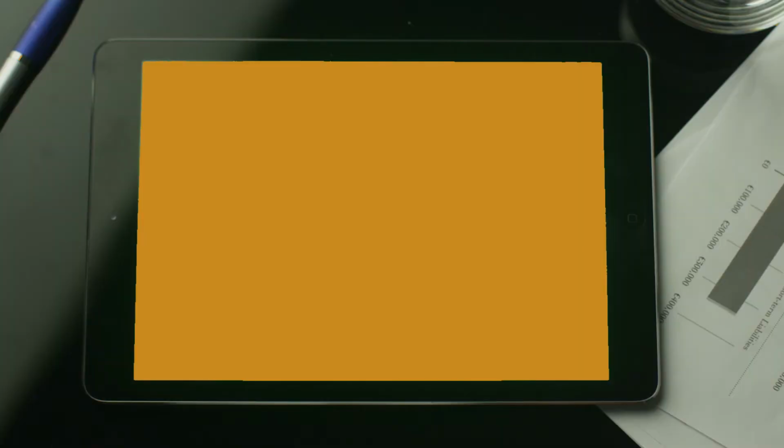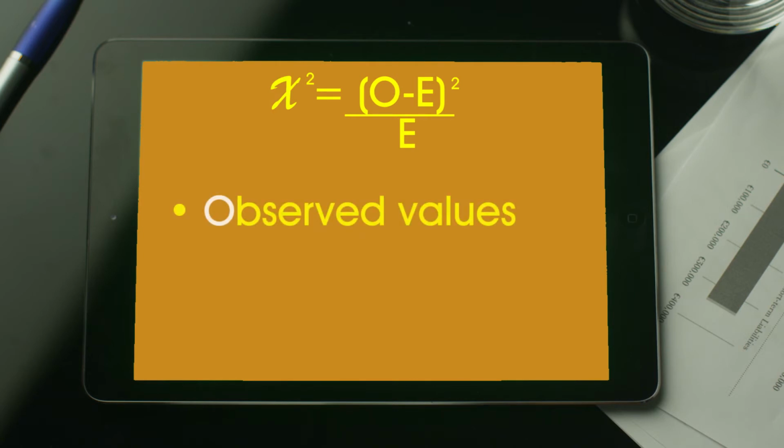You can see the formula for chi-square on screen. It's a formula that looks complicated but really isn't once you break it down. The little symbol you can see with the squared next to it, which looks like a bit of a curly X, simply stands for chi-square. O in this case stands for observed values, that's the data you've collected, and E stands for expected values, the data you would expect to find if your findings were to support your hypotheses.